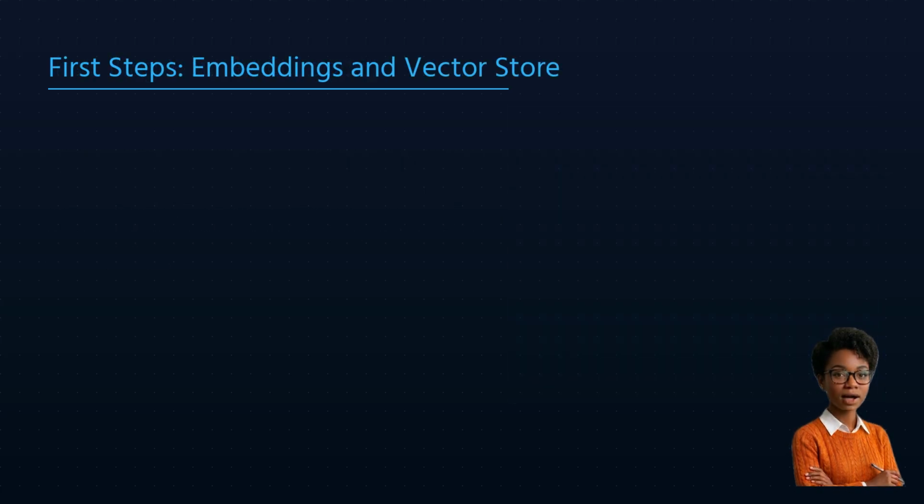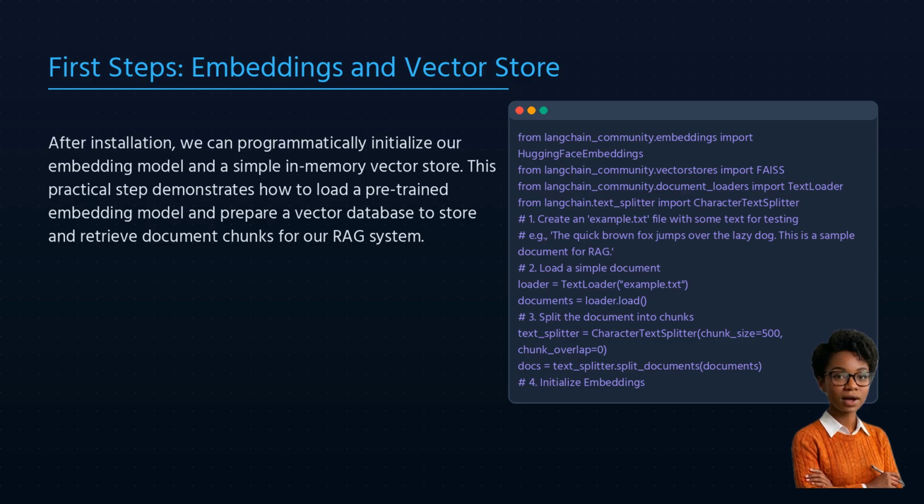Now for the practical application. Let's initialize some of these components in Python. We'll load a Hugging Face embeddings model, which uses sentence-transformers under the hood, to create our text embeddings. Then, we'll set up an in-memory FAISS vector store. This little snippet is your first tangible step towards building a RAG application. It's here that you can truly see how these components come to life.